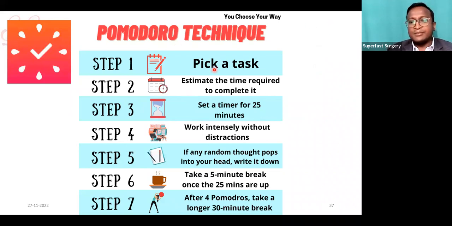During our session, I shall be teaching you these tips, tricks and techniques of studying effectively and smartly.